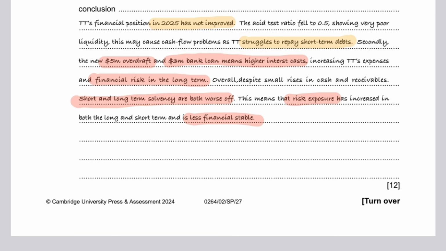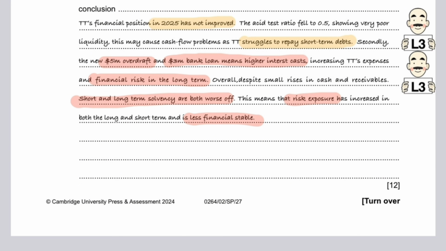So for the first level 3 mark, I've said that TT's financial position is not improved in 2025 as the acid test ratio fell by 0.5, which shows a very poor liquidity. This may cause cash flow problems as TT struggles to repay short-term debts. I have picked a side, stating that it is not improved in 2025, and I have justified it. That's my first level 3. I have then said that the $5 million overdraft and the $3 million bank loan gives higher interest rates, meaning the cost will increase, and this will cause financial risk in the long term. That is my second level 3.